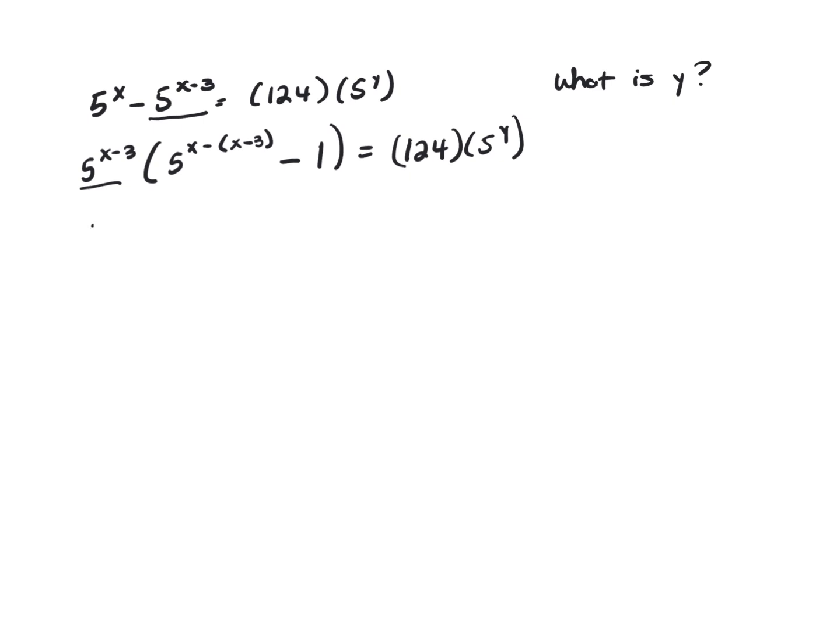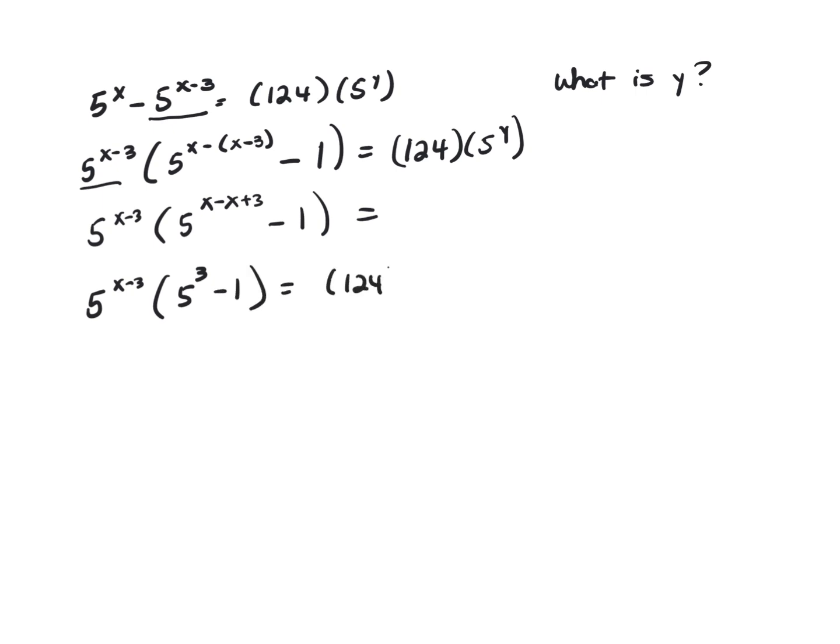Okay, let's simplify what's inside the parentheses. 5 to the x minus (x minus 3) minus 1 equals, I'm not going to write that right side out. This is 5 to the x minus x plus 3, and this would be 5 to the third because the x's cancel. Minus 1 equals 124 times 5 to the y. Now 5 cubed is 125. 125 minus 1 would be 124.